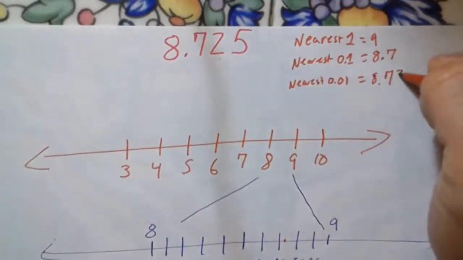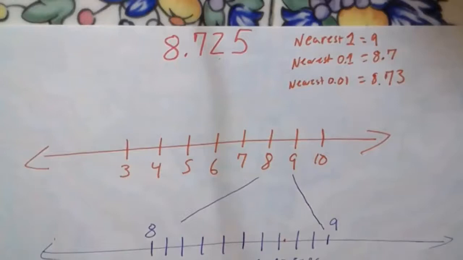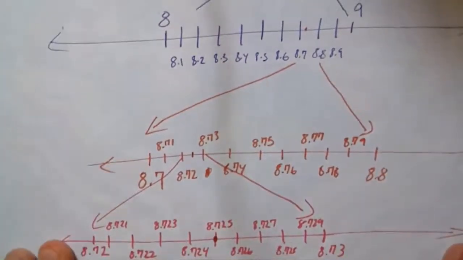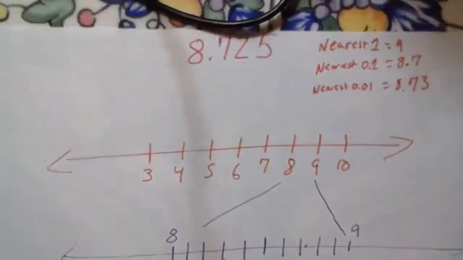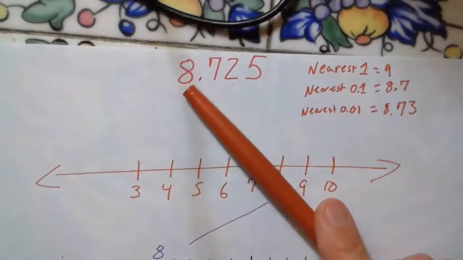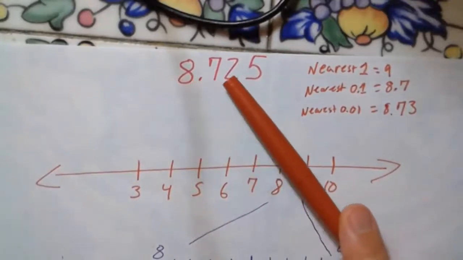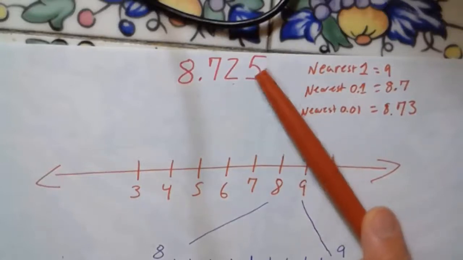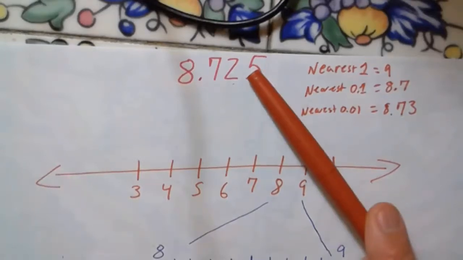So again, do you have to draw a number line every time? No, but a number line really helps you to think about where these numbers are. This number can be rounded to the nearest one, tenth, and hundredth. It can't be rounded to the nearest thousandth because there's no number here. We have nothing to compare it to. It's just on this thousandth of 5.